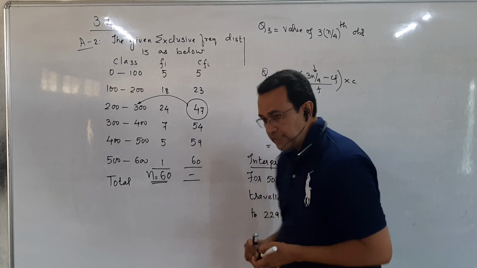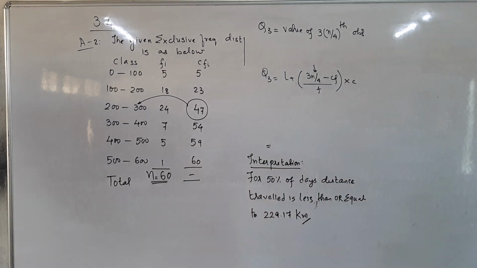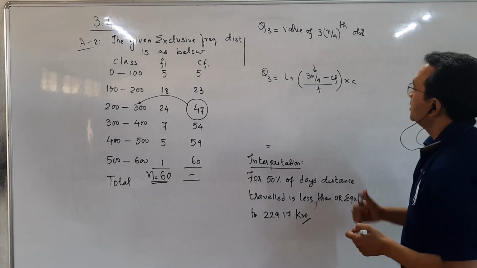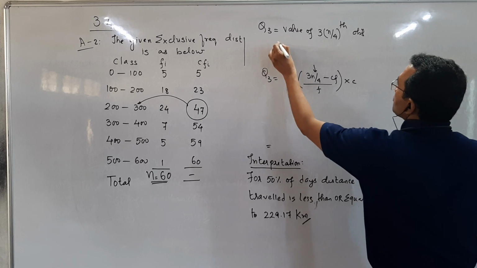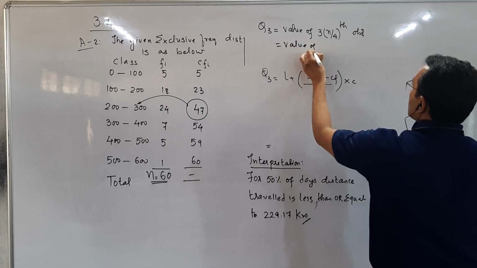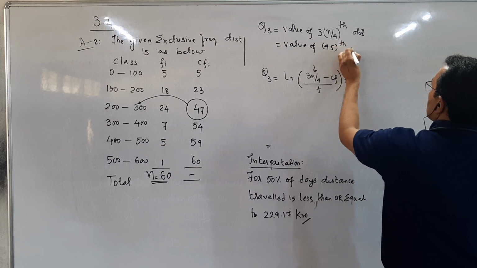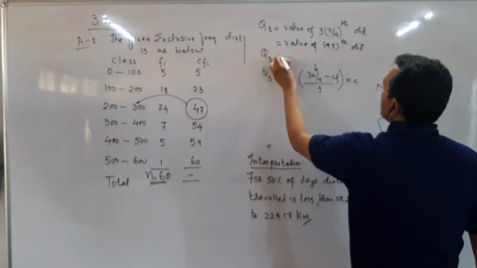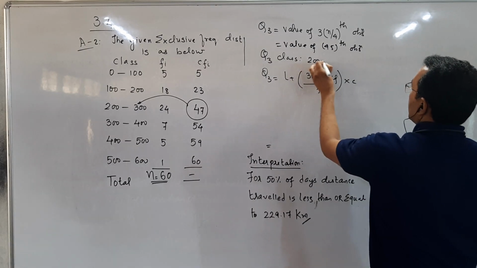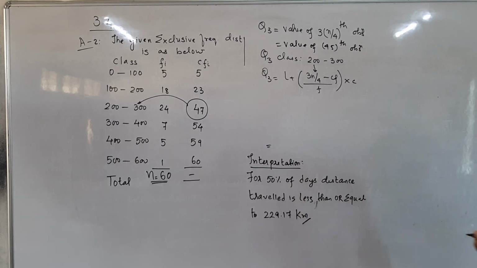Every time, students, this n term changes. So n by 4, now 60 by 4 is 15. 15 into 3 is 45. So this is the value of the 45th observation. And again, students, 45 lies in the class 200 to 300 only. So the Q3 class is 200 to 300. Since this is exclusive, boundary points are not to be found out.